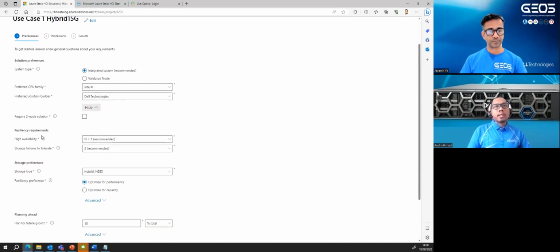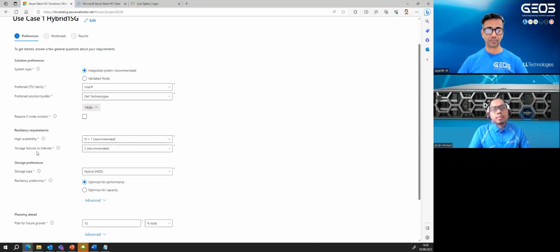Okay. And then another criterion is the resiliency requirements. There are two aspects. First, from the compute perspective, do you want N+1 high availability for your compute? This is recommended. It means that if you have one node failure, your VMs can migrate to the remaining nodes, and those nodes have sufficient capacity to hold those VMs.